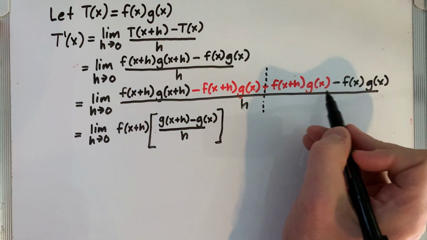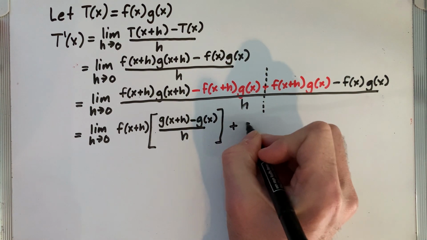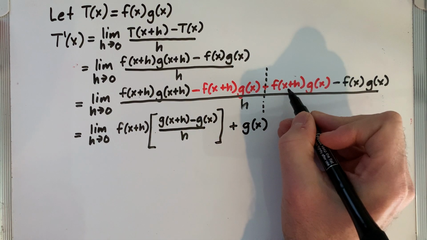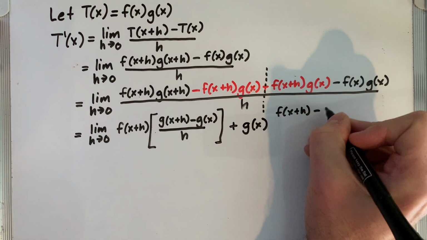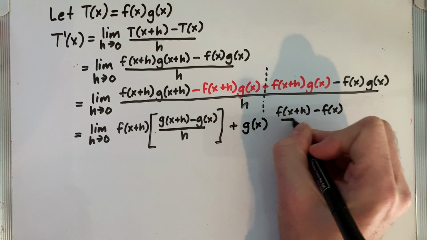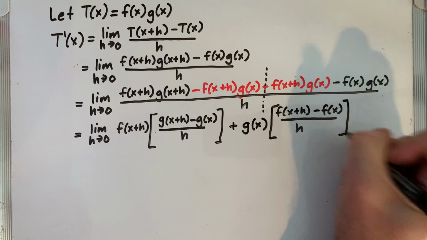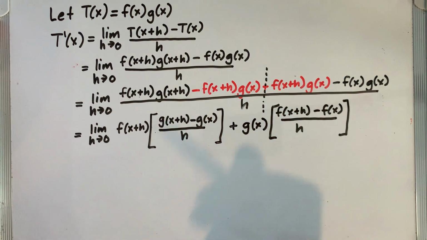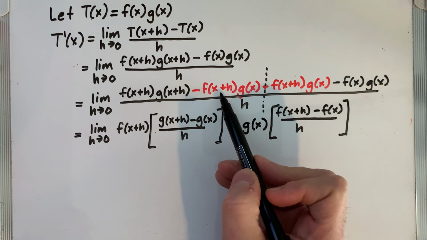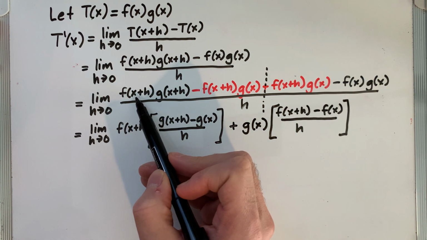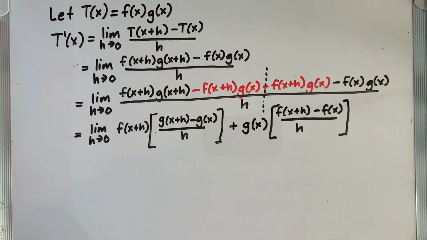On the last two terms, what I have in common is a g of x. So I'm going to factor that out. So I've got g of x. And then what's left behind here is f of x plus h minus f of x over h. And now maybe it's a little bit more clear why we added and subtracted those terms, because we're putting an f of x plus h in here that's common to the f of x plus h on the first term. And then we got a g of x, which is common to the g of x down here.